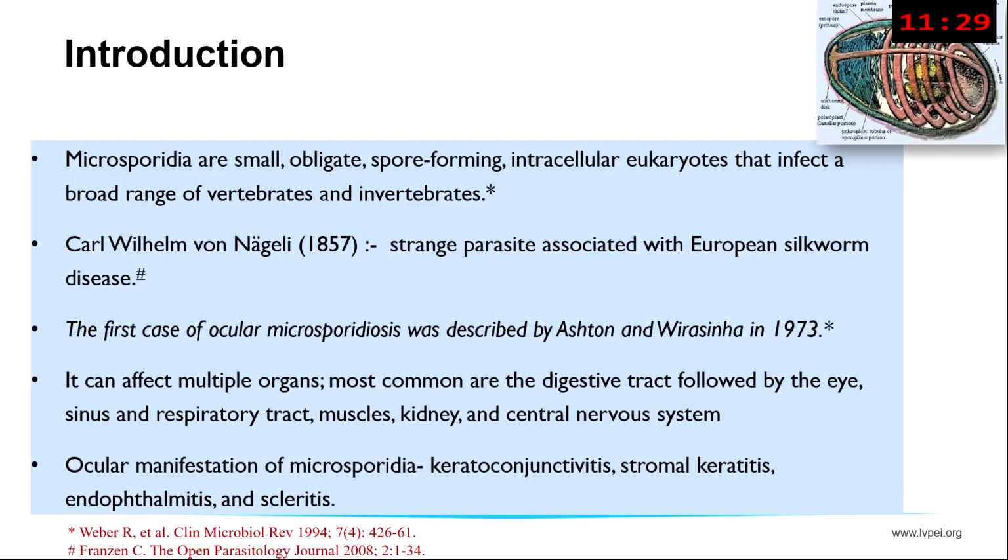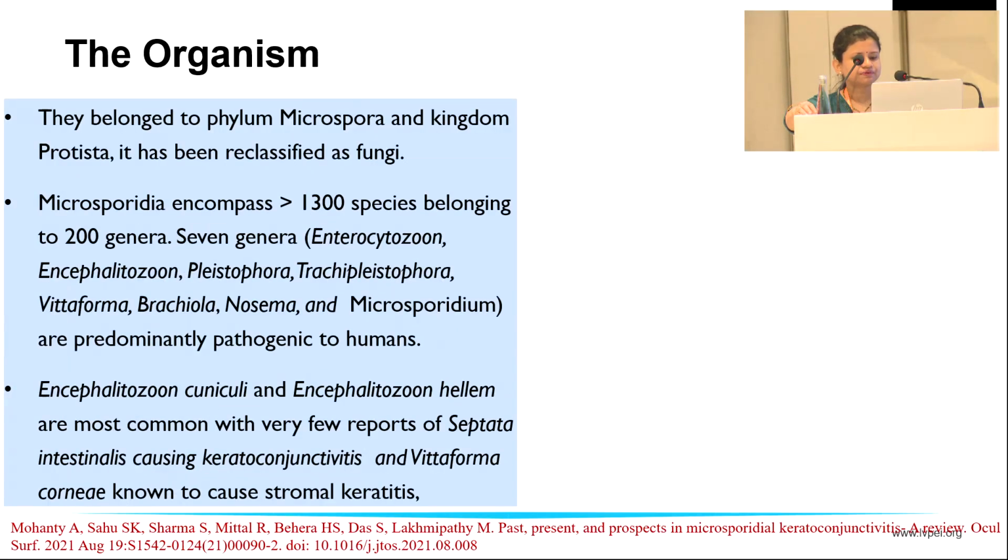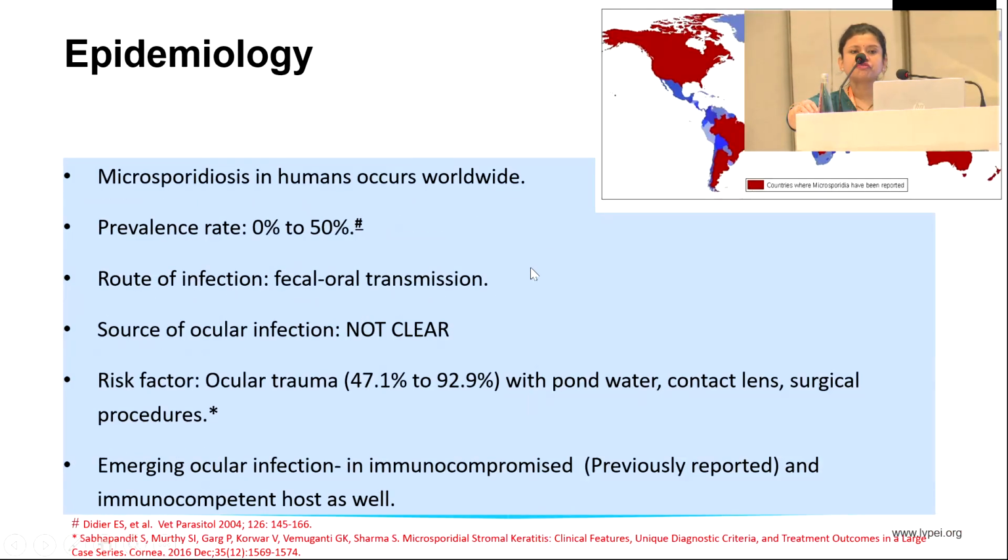It infects multiple organs, most commonly the GI tract, followed by ocular infections, then respiratory, muscle, kidney, and CNS. In ocular manifestation, it most commonly presents as epithelial keratoconjunctivitis, followed by stromal, and rarely endophthalmitis and scleritis. It occurs worldwide, but has a wide prevalence of 0 to 50%, most commonly in South and Southeast Asian countries.